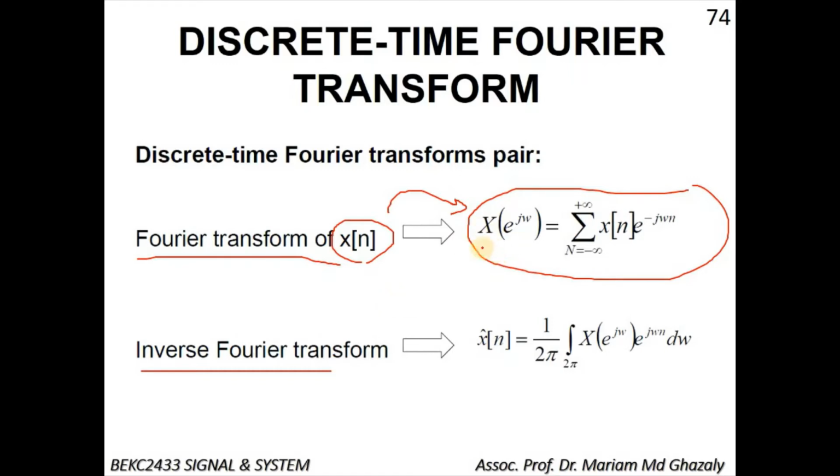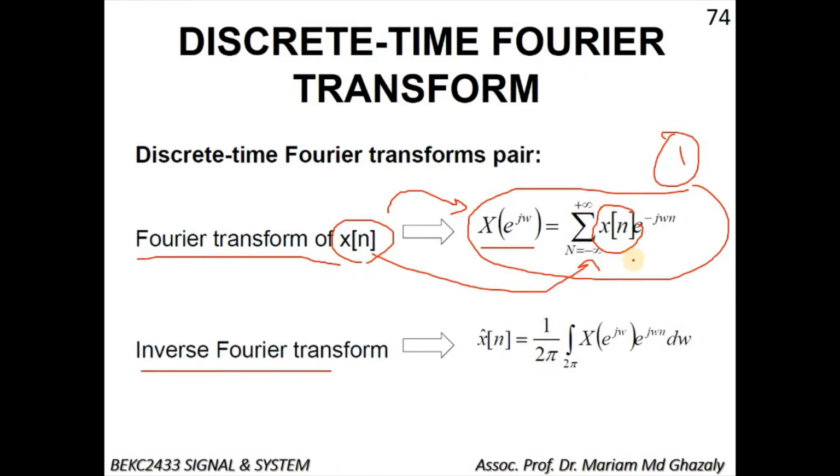So right now when we calculate, we use this equation. X(e^jω) is equivalent to the summation from minus infinity to infinity of x[n], meaning this x[n] value is substituted here, times e^(-jωn). So we have the first equation.